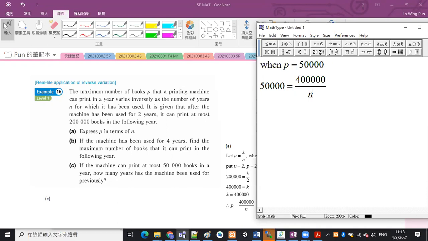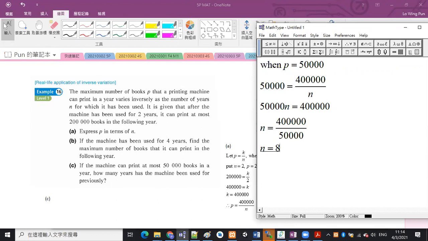And this time we want to calculate the value of N. But N is in the denominator of a fraction. But luckily, this is one single fraction on the right-hand side. So we can multiply the N to the left-hand side. So 50,000 N is equal to 400,000. Okay, and the N is now multiplied by 50,000. So we just divide the 50,000 to the right-hand side, like this, and then you just use the calculator to find that N is equal to 8.